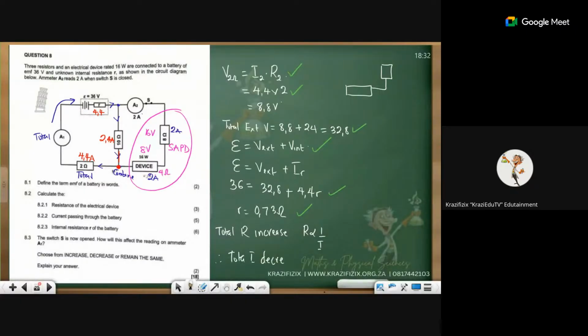Guys, if you are not sure, please calculate the resistance first. Then calculate the new one when we open the switch. And when we open the switch, the 8 ohms is not working, neither is the device in operation.